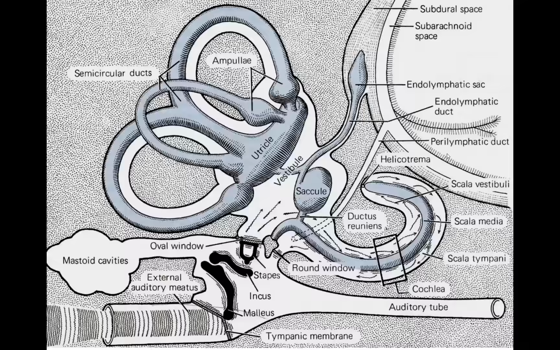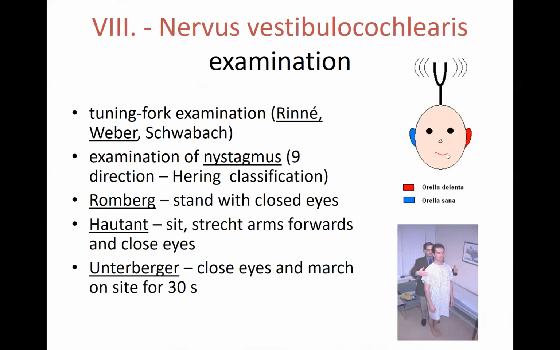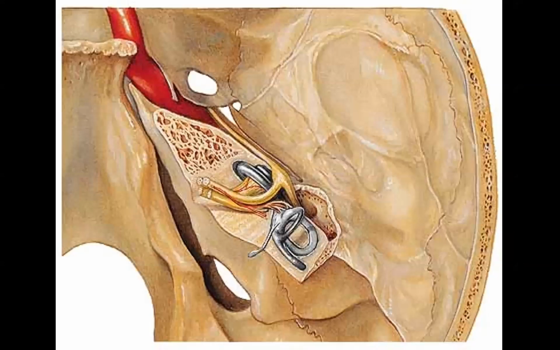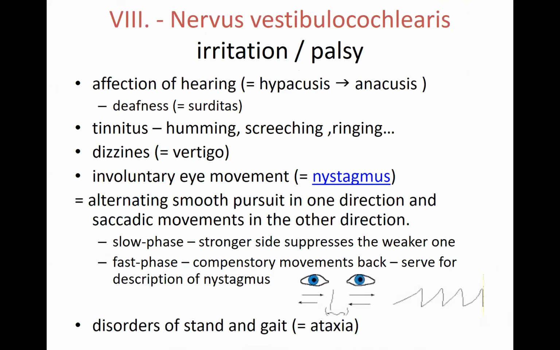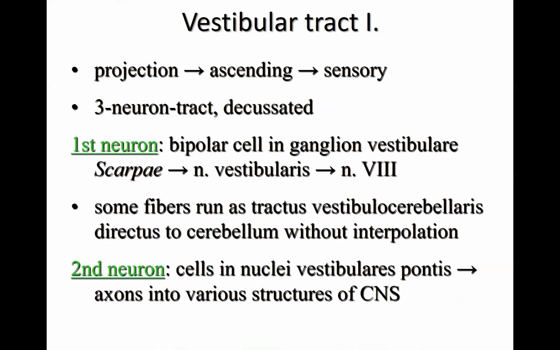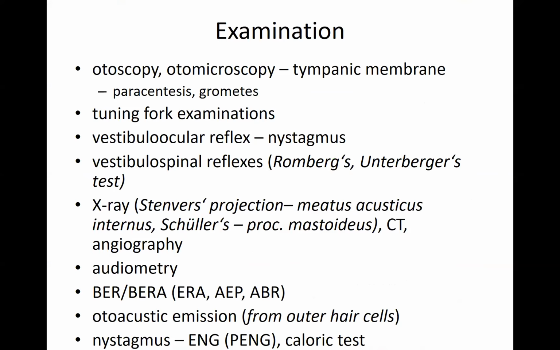If not, please do not forget that part of all this is the vestibulocochlear nerve. So, repeat the vestibulocochlear nerve, its examination, the auditory pathway as well, the vestibular pathway as well. And then we come to the last information, which is a bridge to clinics.